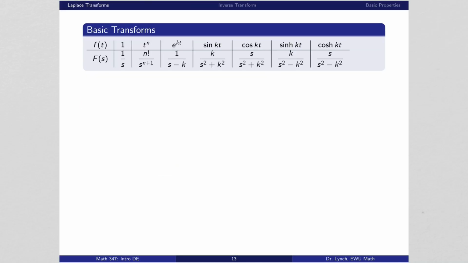Okay, so here's sort of a list of some transforms, some of which we've found, and actually some of which we haven't yet, but we will soon. So the transform of 1, we found the transform of t. It turns out that transforms of t to powers follow a nice pattern. The transform of the exponential and the sine and the cosine. And it turns out that the transforms of the hyperbolic sine and hyperbolic cosine follow similar patterns to sine and cosine, just with the minus sign instead. So sometimes those are useful to use too.